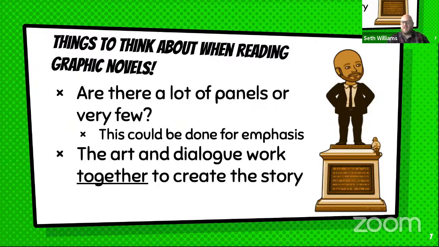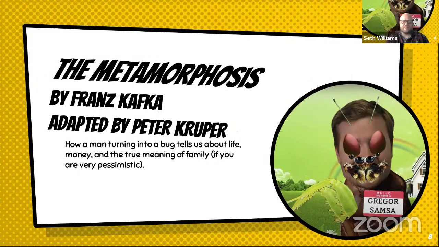And then again, the art and dialogue work together in the story. Whereas in a traditional book, you only have the words. The art and the dialogue work together. So you have to not only pay attention to the words, you also have to pay attention to the art. It's one of those things where it's like, well, duh, but a lot of times people tend to focus on one or the other. So you can't just focus on the art and you can't just focus on the words. You have to focus on how they work together to create a message. So it's important to make sure that you're talking about that.